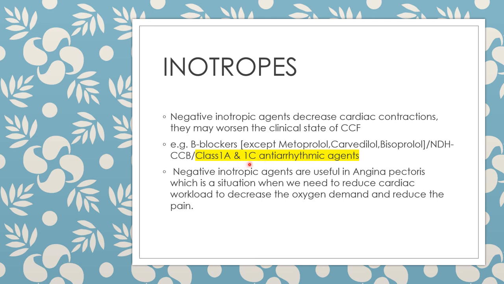Class 1C will be flecainide. It's not welcome here. Negative inotropic agents could be useful in the face of angina pectoris, which is a situation when we need to reduce cardiac workload to decrease the oxygen demand and reduce the pain. So, someone is having heart failure, also having angina pectoris. You remember, I've just said a while ago that some will use amlodipine when there's heart failure with hypertension or angina. So, the beta blocker here will help a lot in this situation.